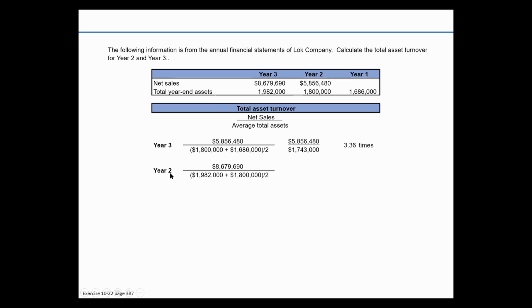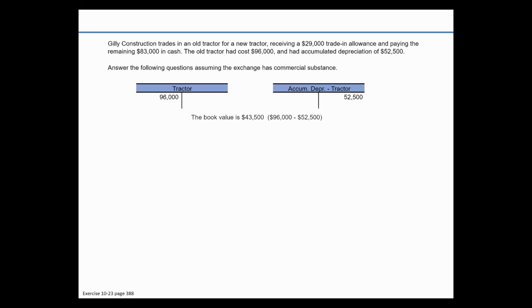So year 2, I think they might have these reversed. Exchanging assets. So Gilly Construction trades in its old tractor for a new tractor, receiving a $29,000 trade-in allowance and paying the remaining $83,000 in cash. The old tractor had cost $96,000, had accumulated depreciation of $52,500. So we'll answer the following questions, assuming the exchange has commercial substance. So the book value of the tractor is $43,500 because you have the cost of the tractor minus the accumulated depreciation.